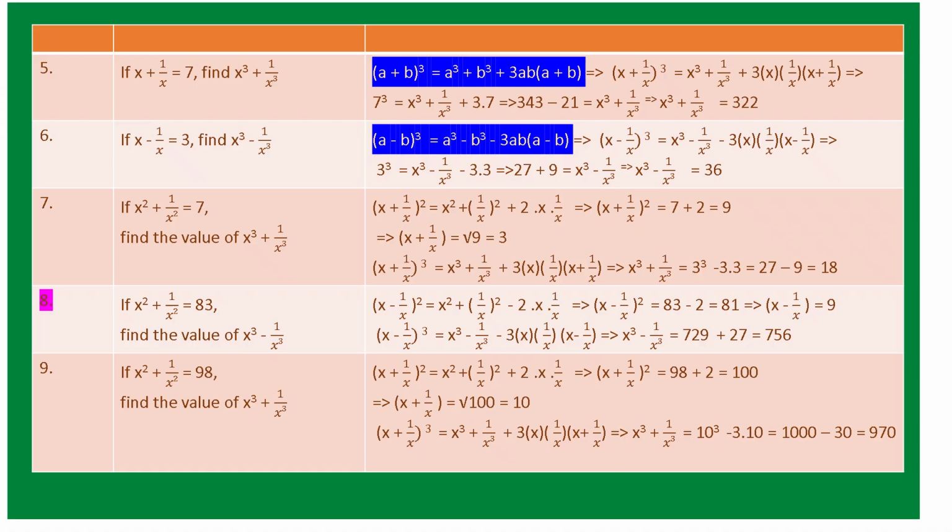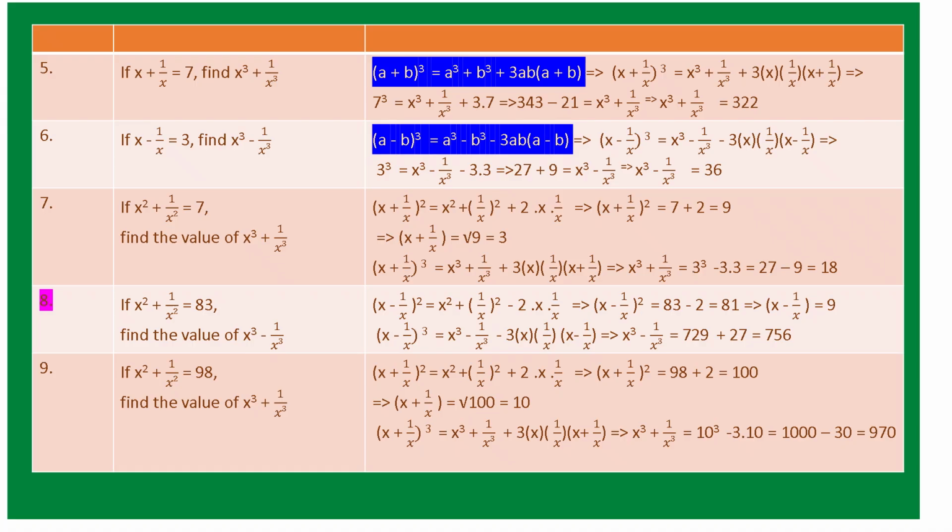Similarly, for sum number 6, the operator is minus, so we have a different identity for it: (a minus b) the whole cube, which is equal to a cube minus b cube minus 3ab times (a minus b). Just replace with the given values and you get the final resultant. Same with sum number 7 as well.